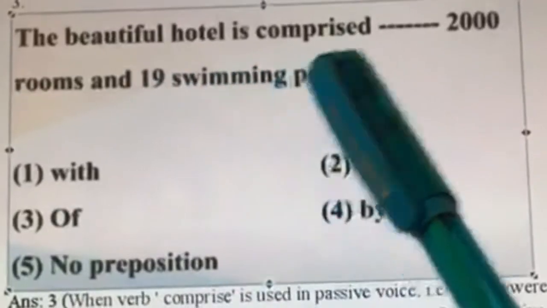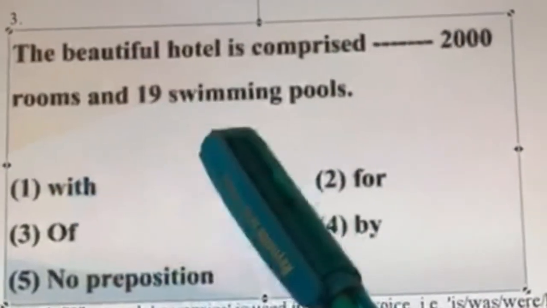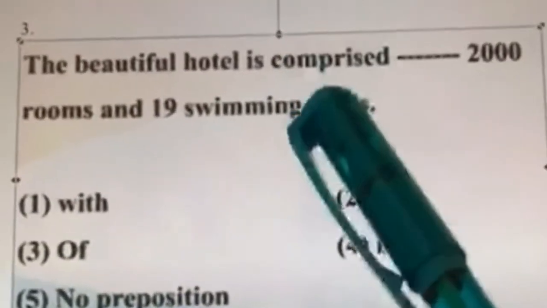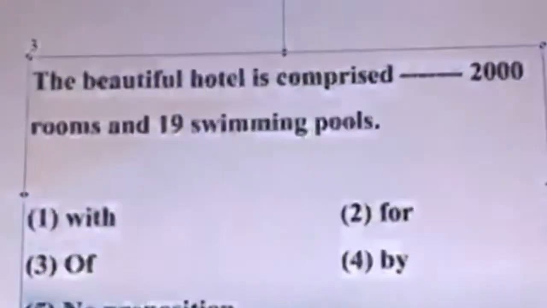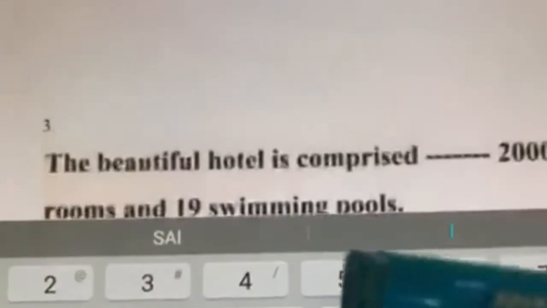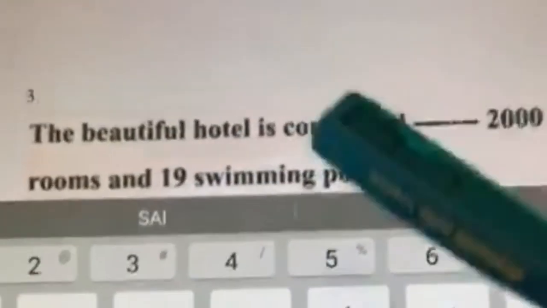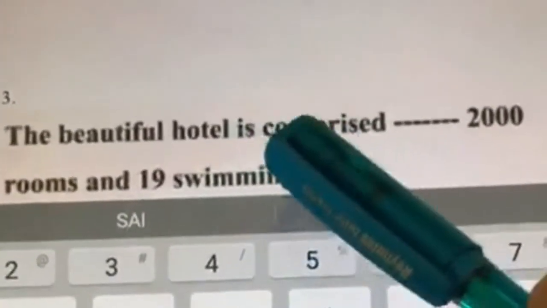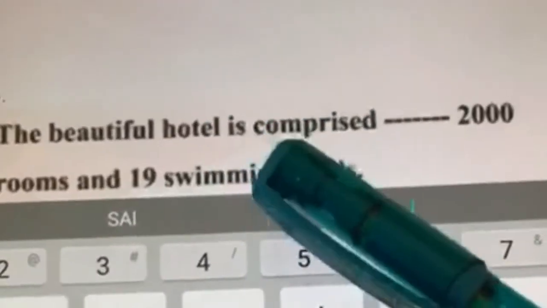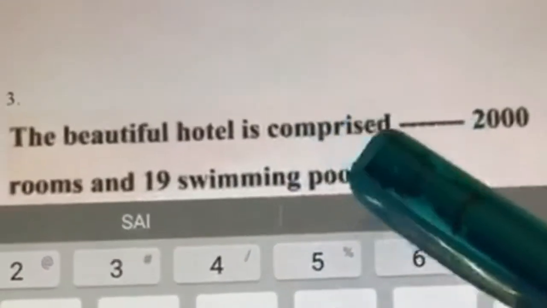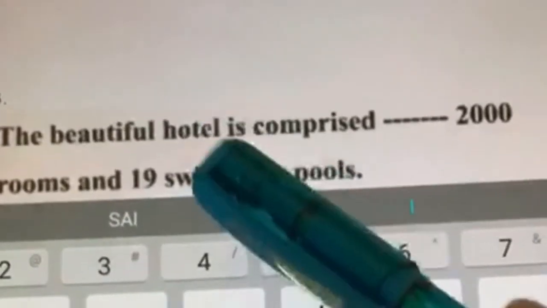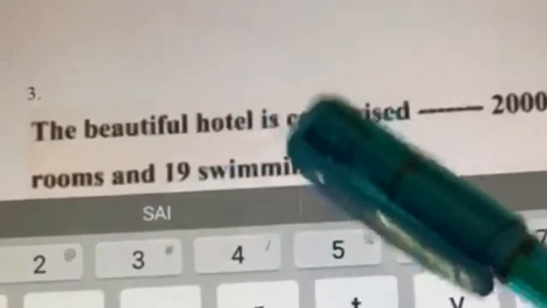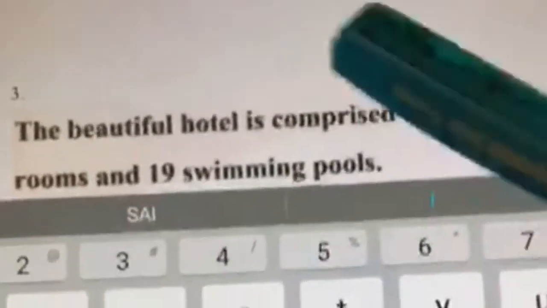The beautiful hotel is comprised dash of 2,000 rooms and 19 swimming pools. We studied this before. Whenever the verb comprise is in the passive form, what is the passive form? Passive form means auxiliary verb plus the V3 form of the verb. The V3 form of the verb comprise is comprised. Here the auxiliary verb is in the present tense, so this is the present perfect tense, which is also the passive form. You can have the past perfect tense, which would be was comprised, but here it is present perfect tense.